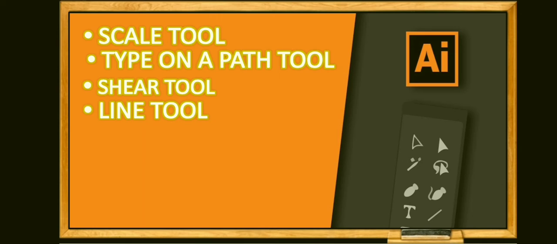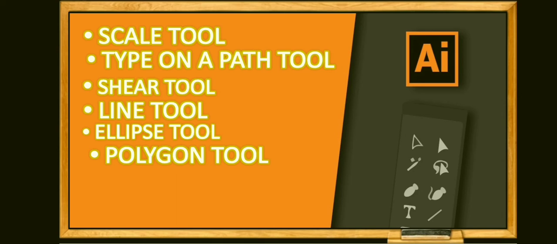Next is the line tool. Line tool draws individual straight line segments. Ellipse tool draws circles and ovals. Polygon tool draws regular and multi-sided shapes.